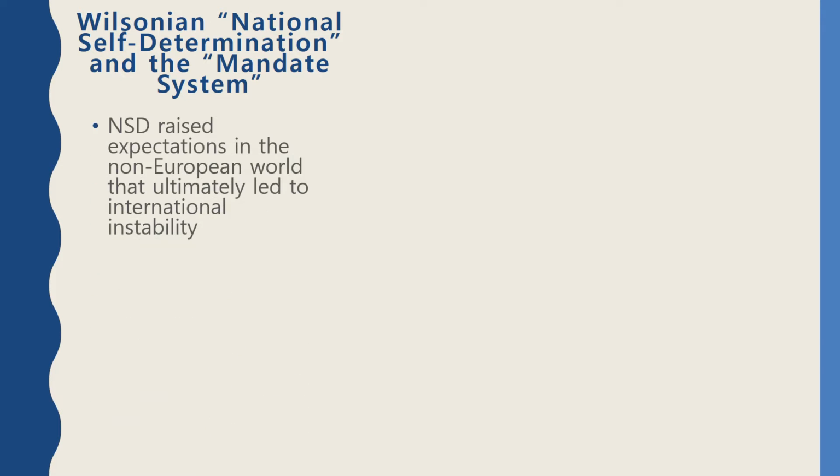But nationalism actually went back to the period even prior to World War I, where many of the imperialized peoples had wanted independence. And Wilson's national self-determination, that idea that people can choose their own countries, was very appealing. In fact, it gave expectations in the non-European world that ultimately led to international instability. The fact that several nations thought they were going to gain independence and did not.